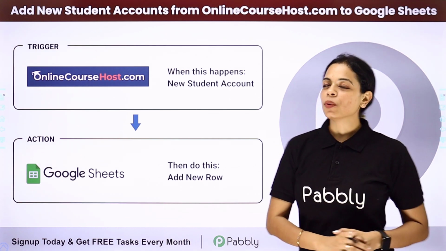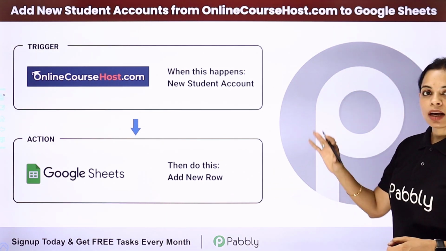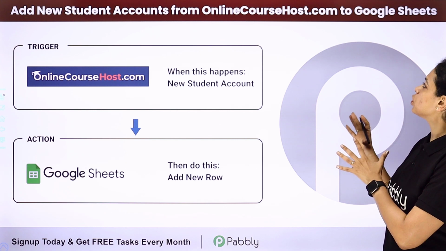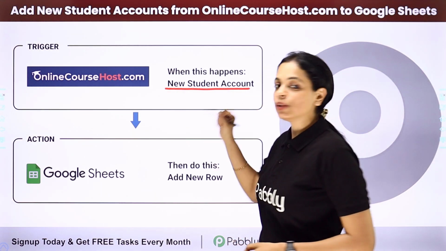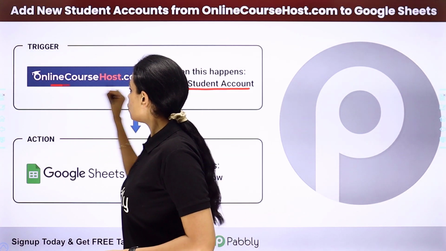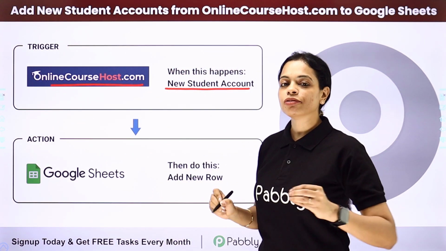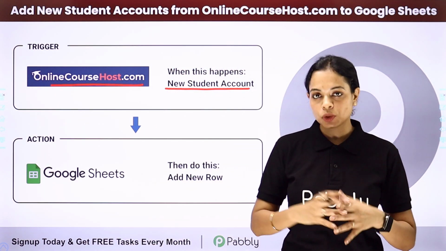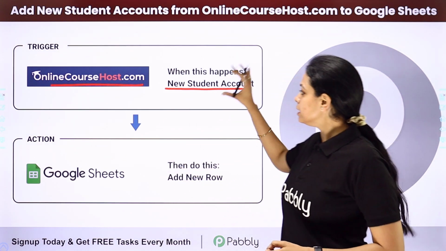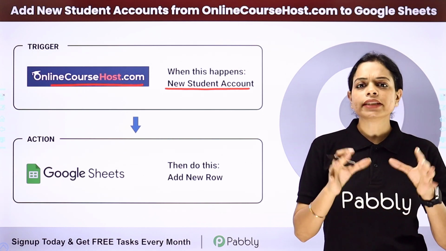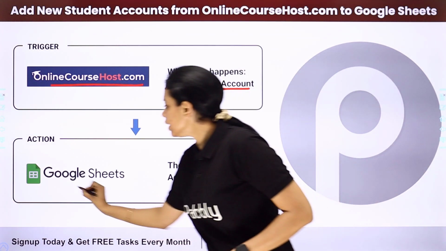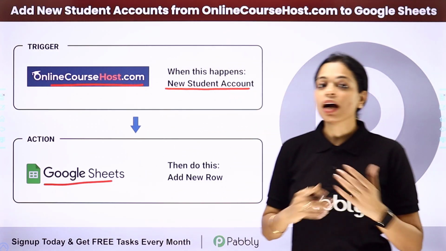In this video, we are going to see how to add new student accounts from onlinecoursehost.com to Google Sheets. Every time a new student account is created in onlinecoursehost.com, which is an online platform where you can create and sell courses, you want the details of this student, basically the email address along with the date of enrollment, to be added in your Google Sheet. Now, how can that be done?